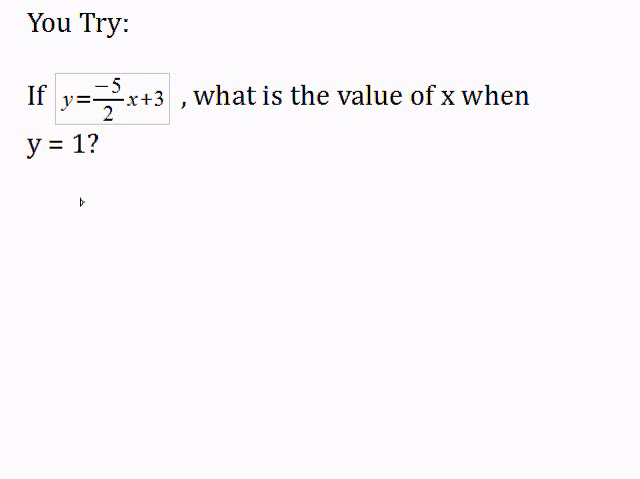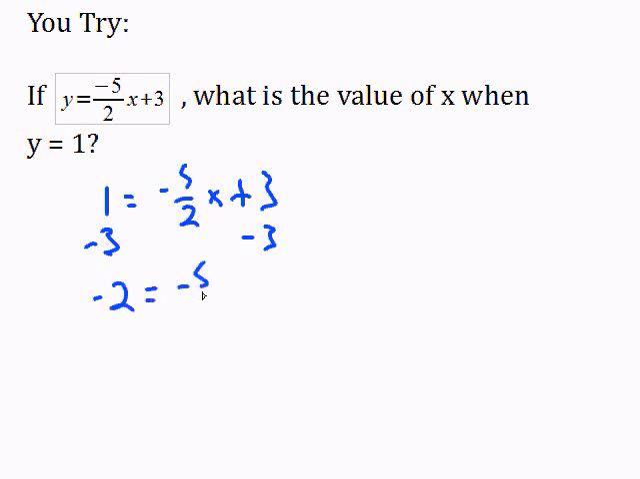Alright, for this one, I would put 1 in for y, giving us 1 is equal to negative 5/2 x plus 3. To get rid of that plus 3, I would have subtracted 3 from both sides, giving us 1 minus 3 is a negative 2, which is equal to negative 5/2 x. Now, to get rid of the negative 5/2 times x, I would have multiplied both sides by a negative 2/5.